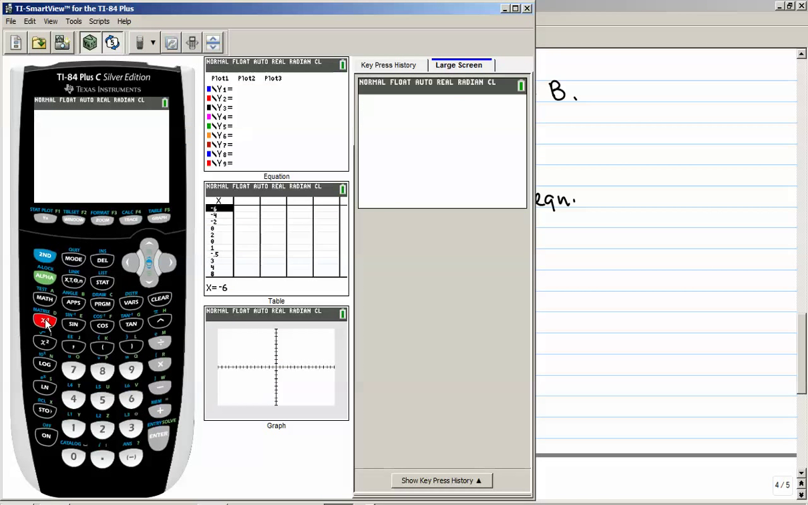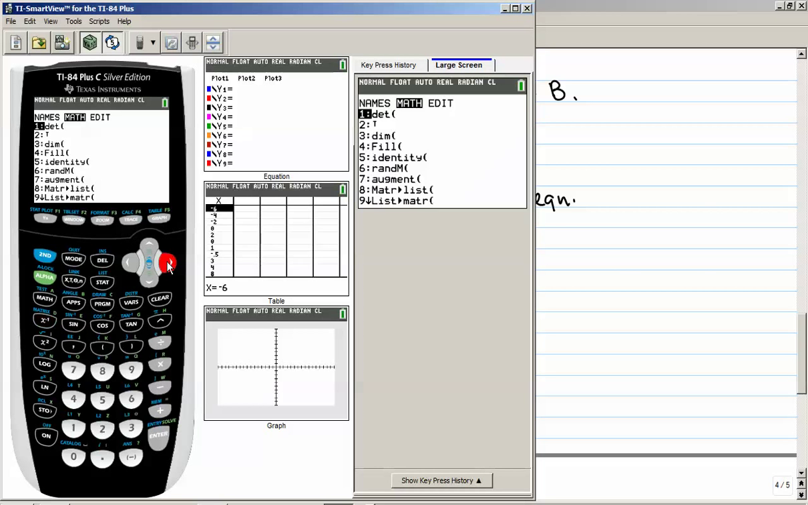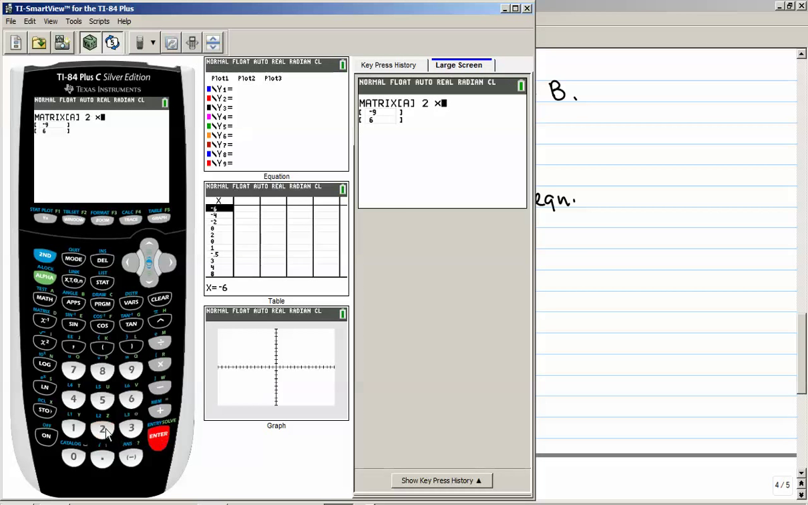So remember, we go to matrix, and my A is a 2 by 2, so I'm going to need to change what I have here. So I want to edit A and make it a 2 by 2. And I'm going to put in 4, -2, 6, and 9.